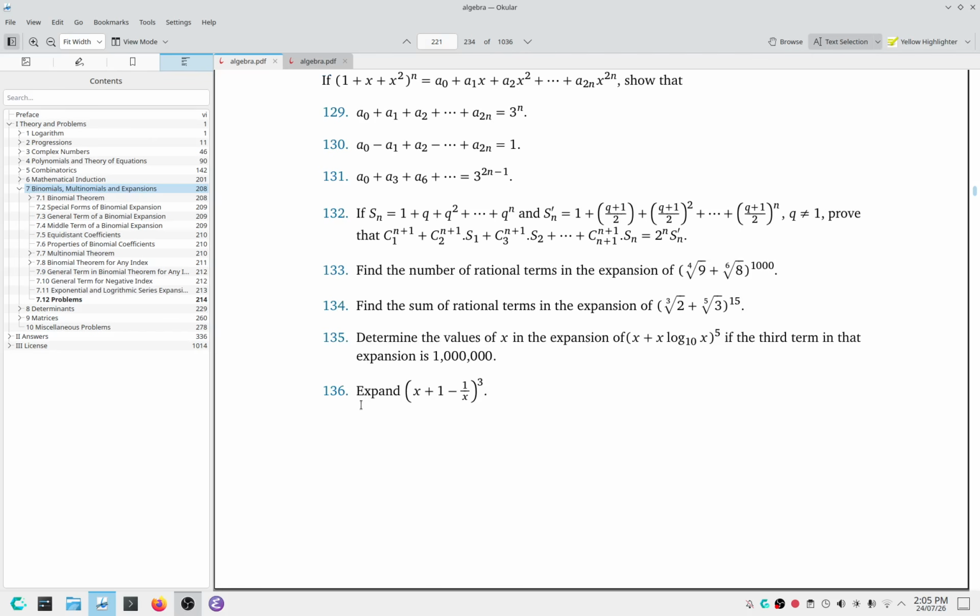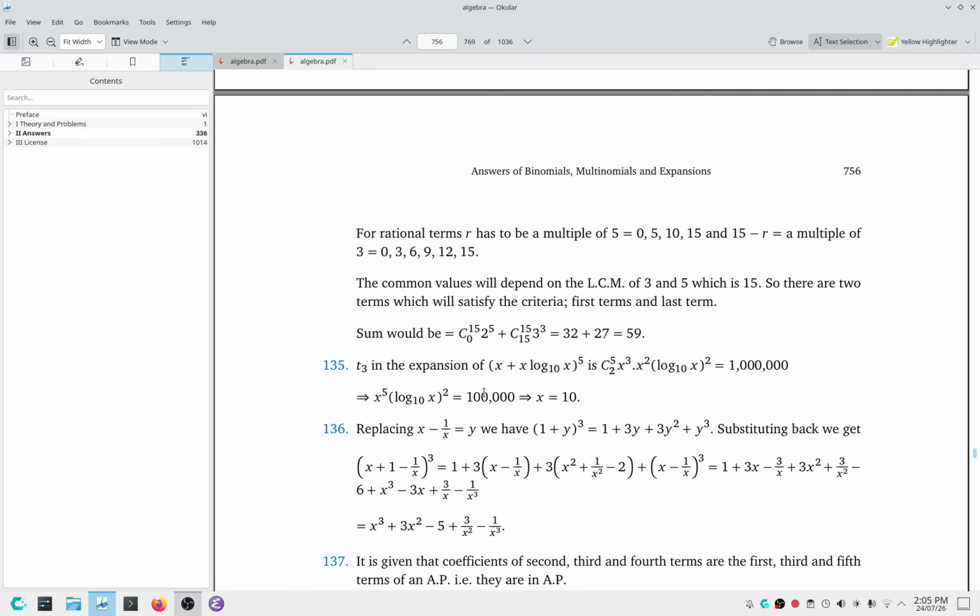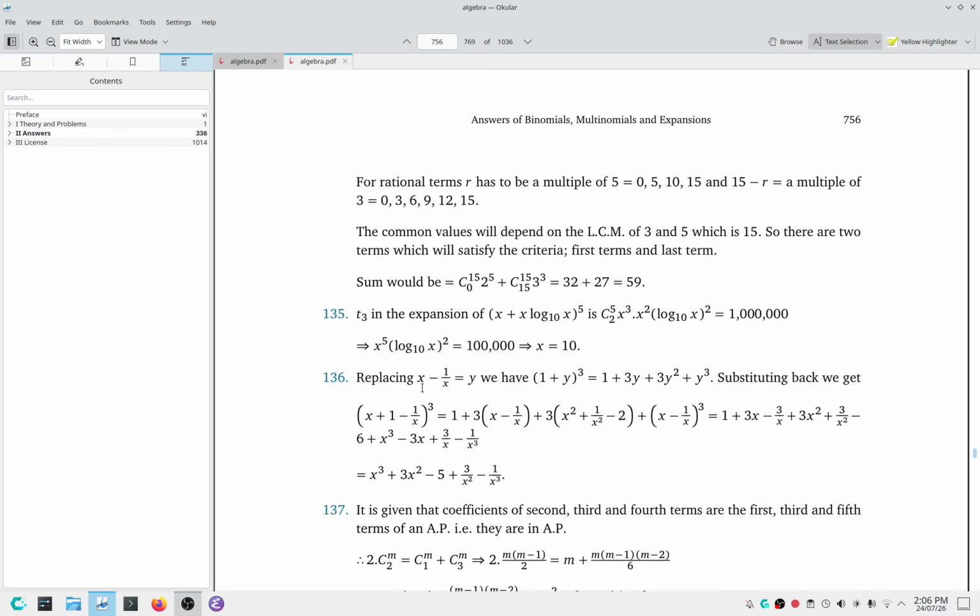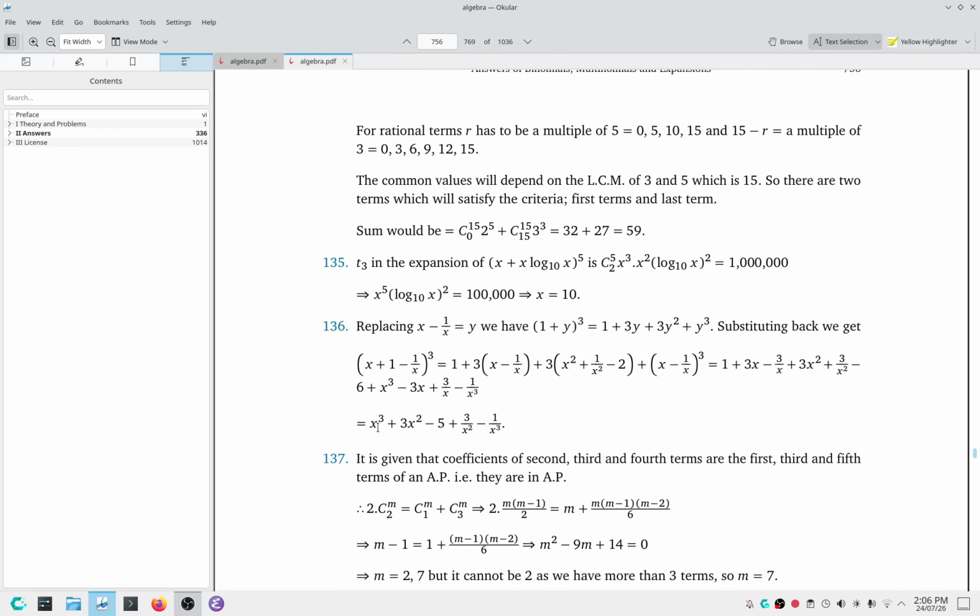Question 136 asks us to expand x plus 1 minus 1 upon x to the power 3. So we let x minus 1 upon x equal to y, so 1 plus y whole cube is equal to 1 plus 3y plus 3y squared plus y cube, and we substitute it back. We get 1 plus 3 times (x minus 1 upon x) plus 3 times (x squared plus 1 upon x squared minus 2) and (x minus 1 upon x) to the power 3. So expand this x minus 1 upon x to the power 3, we get finally x cubed plus 3x squared minus 5 plus 3 upon x squared minus 1 upon x cubed.